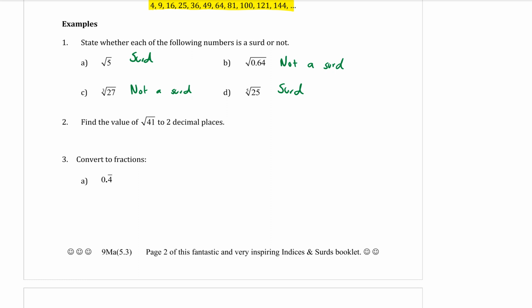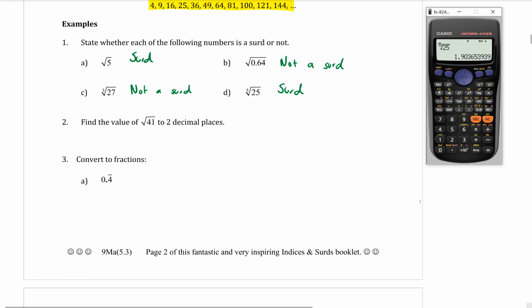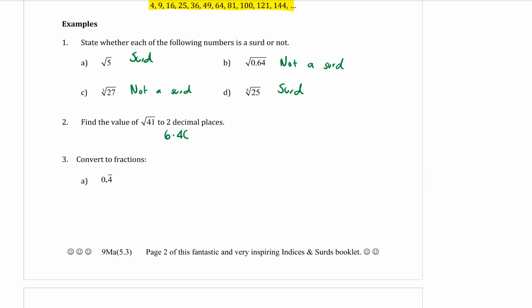Okay, question 2. Find the value of square root of 41 to 2 decimal places. That's literally type it in your calculator and round something to 2 decimal places. So normal square root button, type in the 41 and equals. To 2 decimal places, I need the 4 and the 0, the 3 rounds down. So 6.40 to 2 decimal places.